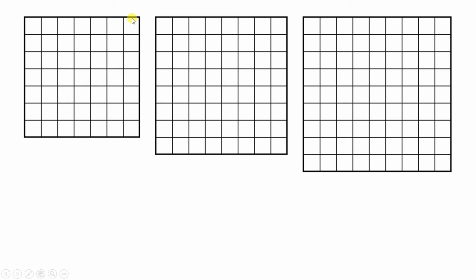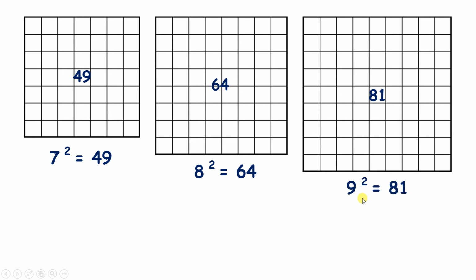Now we have 7 by 7, so we have 49. 8 by 8 is 64, and 9 by 9 is 81. So we can say that 7 squared is 49, 8 squared is 64, and 9 squared is 81. So 49, 64, and 81 are all square numbers.